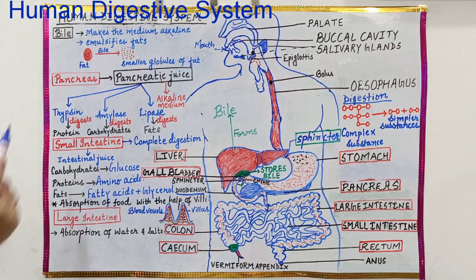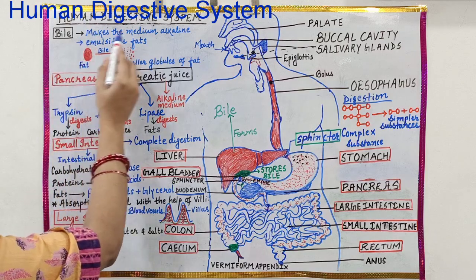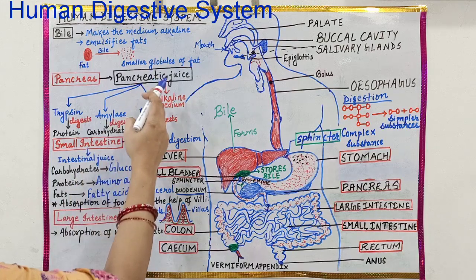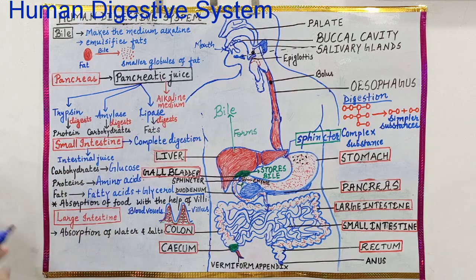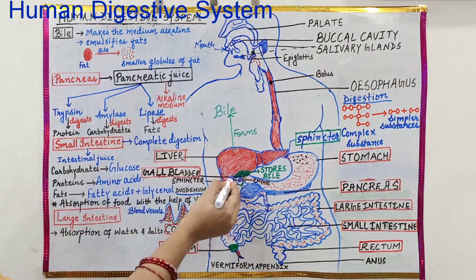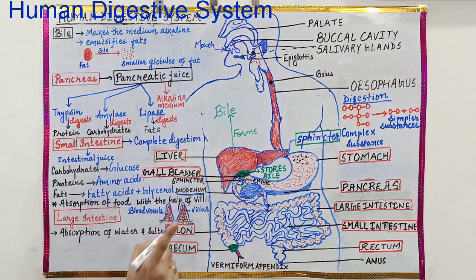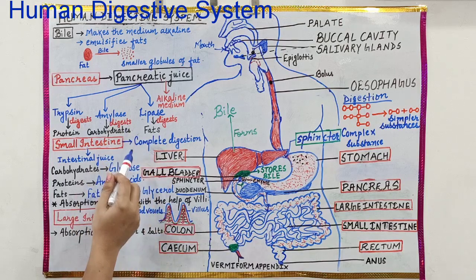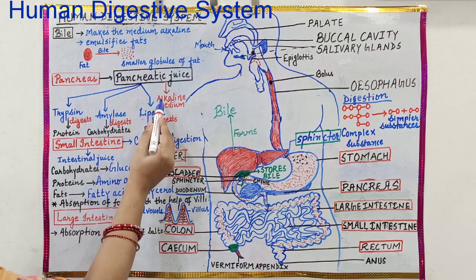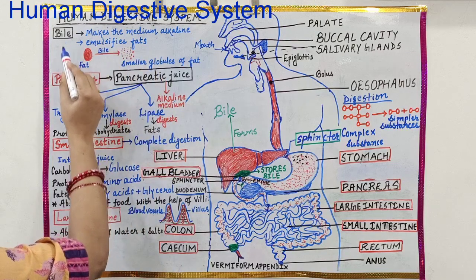The other function of bile is that it makes the medium alkaline for pancreatic enzymes to act. As we have already learned, enzymes are specific in nature and can act only in a specific pH. The enzymes of the pancreas, which help in digestion inside the small intestine, can act only in an alkaline medium, and this alkaline medium is provided by the bile.